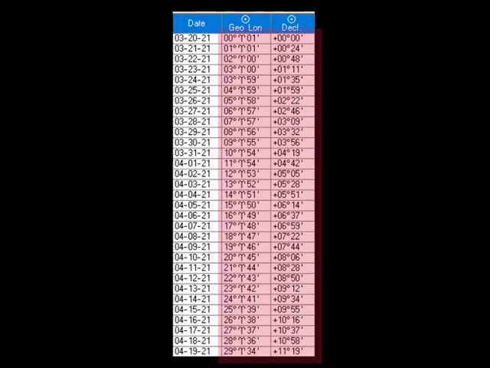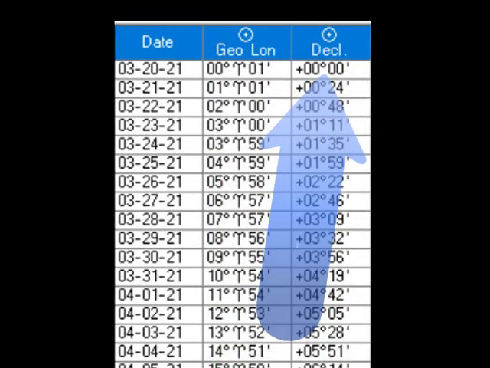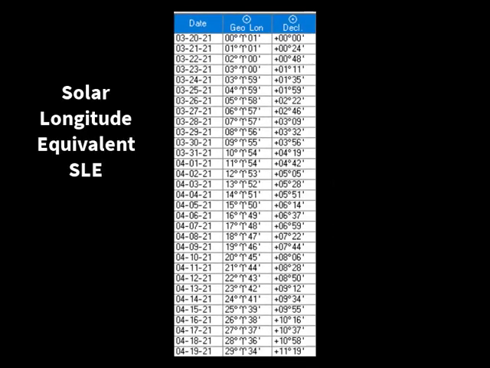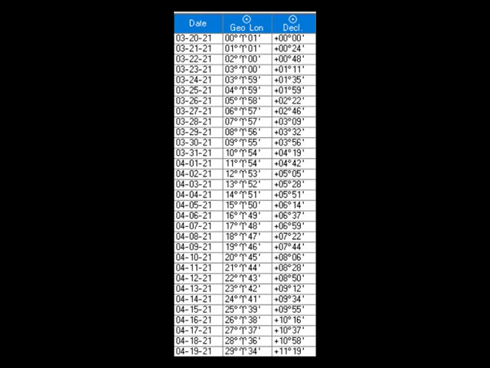Please note that this relationship between the sun's declination and its longitude never changes. Whenever the sun's declination is close to 0, north increasing, its longitude will be close to 0 Aries. And now I can explain to you what solar longitude equivalent means. It means that a certain declination of the sun always corresponds to a certain longitude, and that relationship never changes.